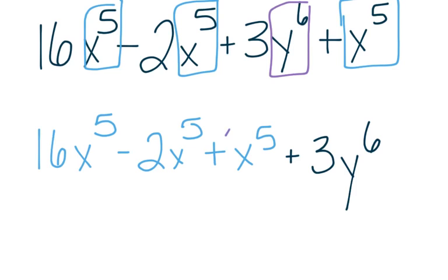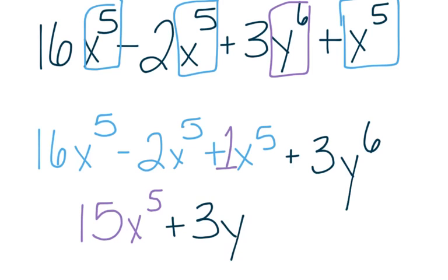Now, before we do that, remember there's always an understood 1 if there's no number in front of the variable. We have 16x to the power of 5 minus 2x to the power of 5 plus 1x to the power of 5. Start by subtracting 16 minus 2, which gives you 14, plus 1 gives you 15. 15x to the power of 5 plus 3y to the power of 6. And that is your final answer.